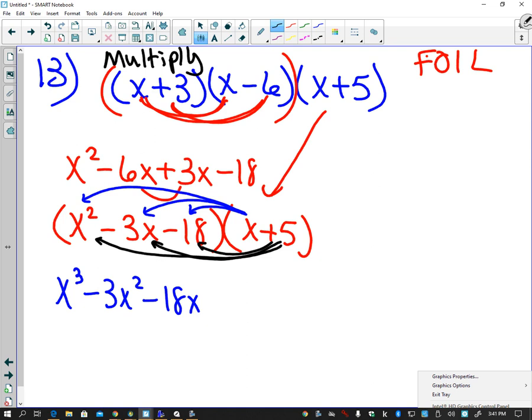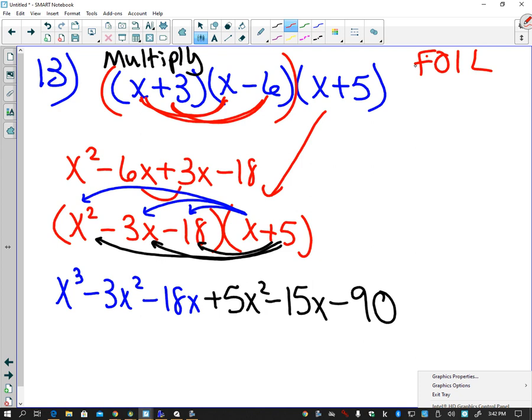Okay, so 5 times x squared is positive 5x squared. 5 times negative 3 is negative 15 with an x. And then we have 5 times negative 18, which is negative 90. Now finally what we want to do is combine our like terms.